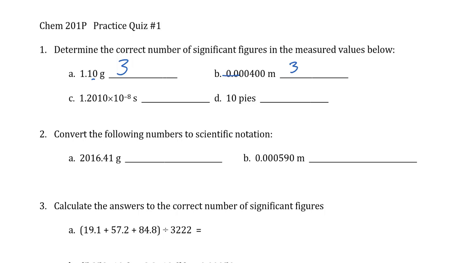The beginning zeros aren't significant, they're just placeholders, but these were measured values. The next number follows that same rule. Zeros in between numbers are significant. Trailing zeros after a decimal are significant. So this has 5 significant digits.